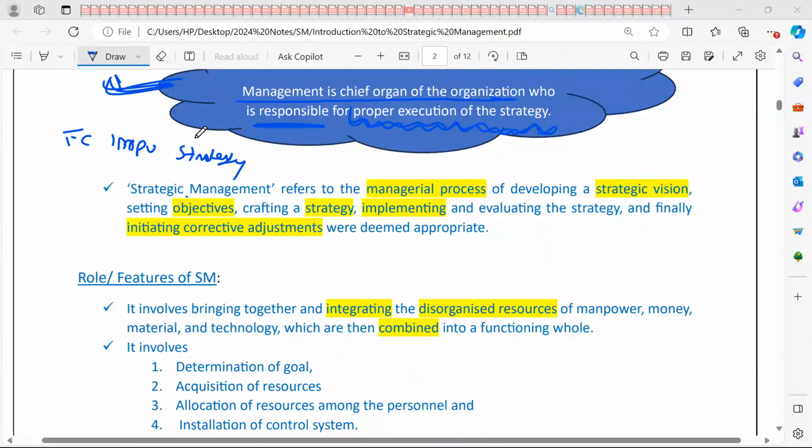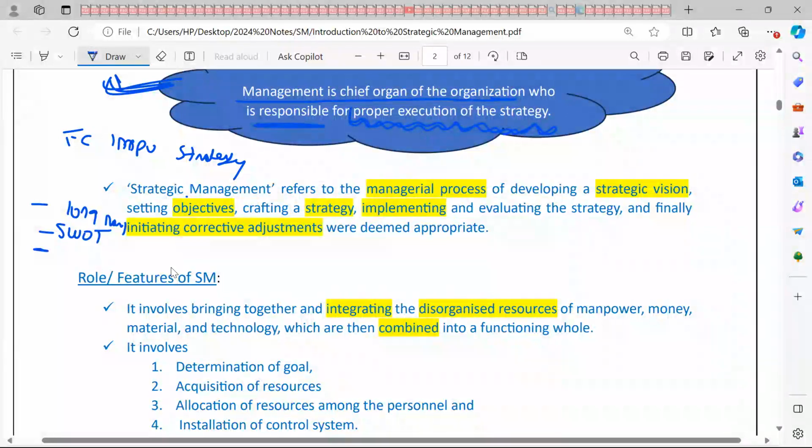So tell me features and importance of strategy. Now you guys can unmute yourself and answer. Who is going to answer? Guys, unmute yourself and answer. Yeah, long range blueprint, SWOT analysis. Long range, great. SWOT analysis. Next, next, next.